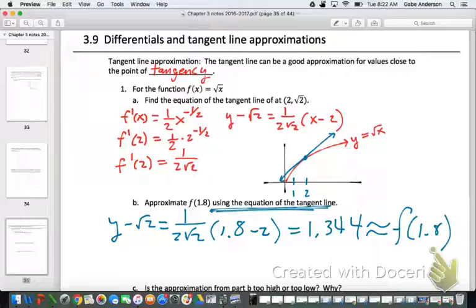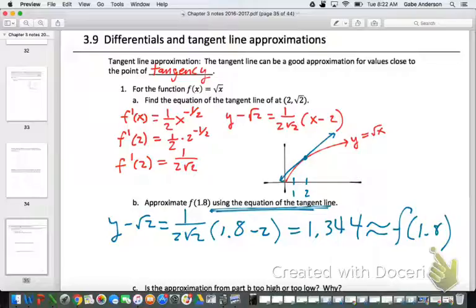We've done that as well. Do you guys remember doing that? Maybe a little bit? Yeah? Okay. So the final thing we're going to do is part C. And part C says, is the approximation from part B too high or too low, and why?